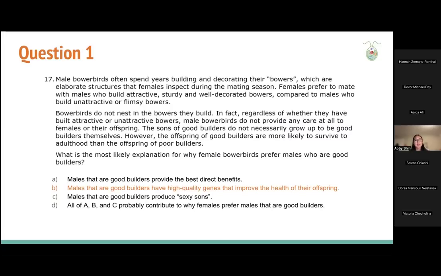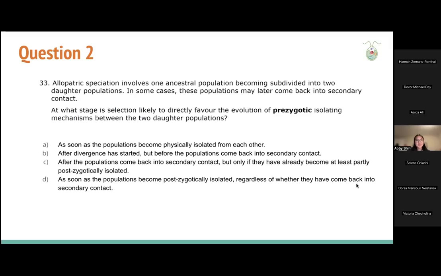And also D is just saying A, B, and C probably contribute to why females prefer males. You also want to say if you are not really sure if it's A, then it's probably not D. So it's just kind of a process of elimination as well. And we'll go over one more question with question 2.